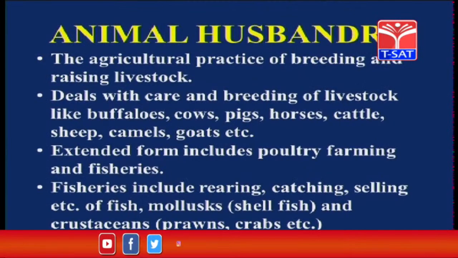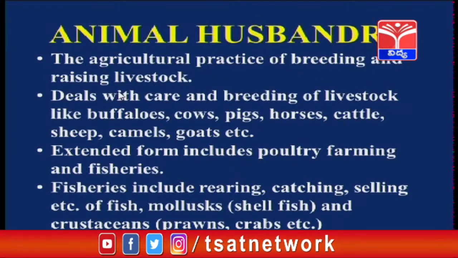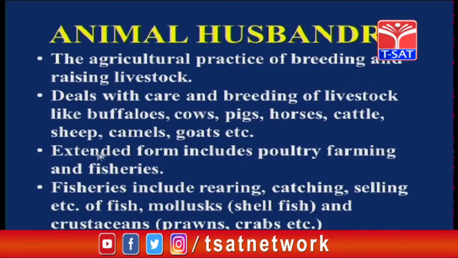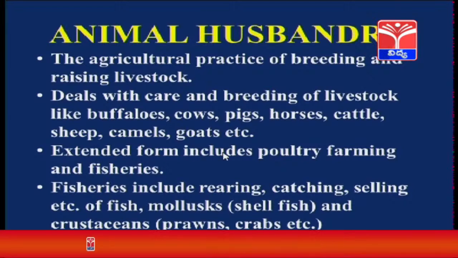Poultry, fishes, honeybees, etc. So, that is animal husbandry. See children here, animal husbandry is an agricultural practice of breeding and raising livestock. It deals with care and breeding of livestock such as buffaloes, cows, pigs, horses, cattle, sheep, camels, goats, etc. An extended form of animal husbandry includes poultry farming as well as fisheries also.